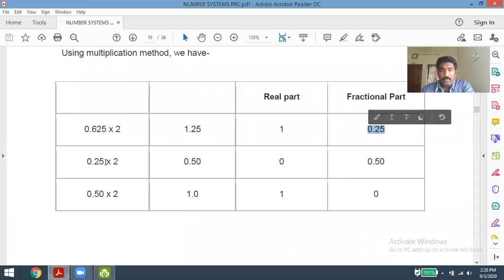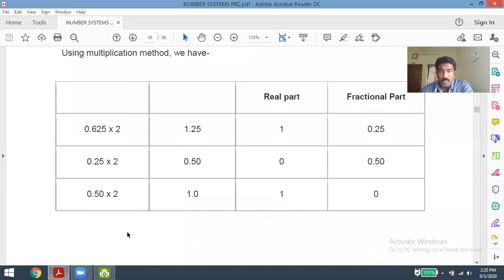Take that value 0.25 times 2. I get 0.50. From this 0.50, take the real part as 0, which is before the point, and the fractional part is after the point. Now again continue the same steps repeatedly. 0.50 times 2 gives 1.0, and again separate it into 1 and 0. Whenever we get 0 in the fractional part, stop the repetition. Until we get 0, we do the same process.